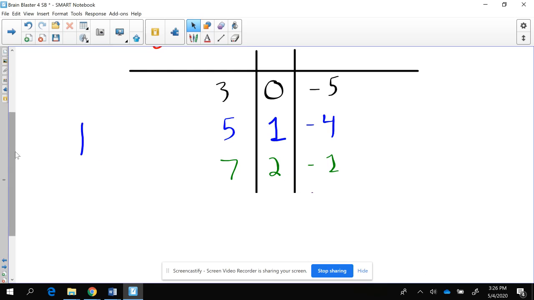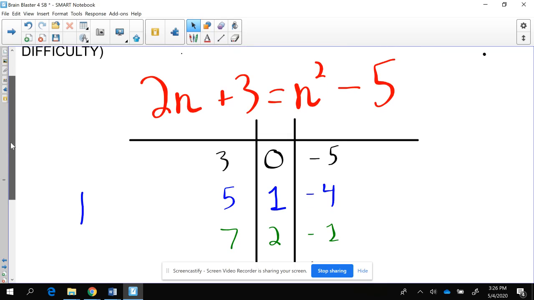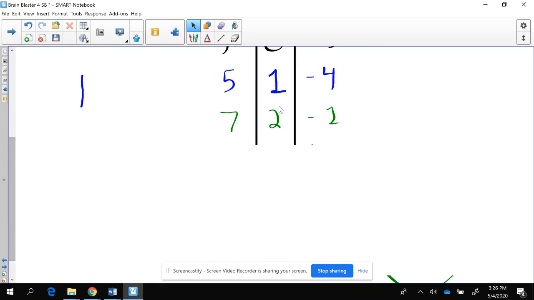Plug in a 2. 2 times 2 is 4, plus 3 is going to be 7. That doesn't work. 2 squared is 4, minus 5 is negative 1. And what I'm doing here is I'm just plugging in numbers until I find one that works. And you'll notice that these numbers are getting closer together.